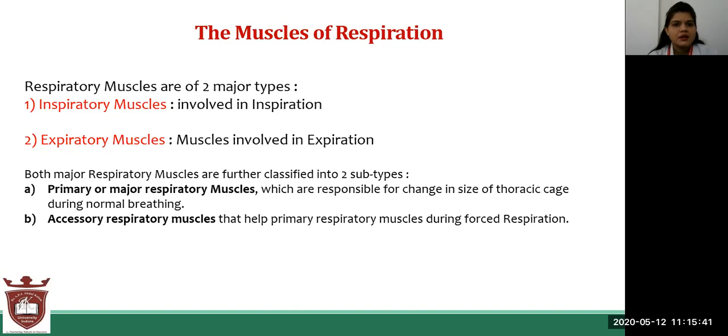Muscles of the respiration. Respiratory muscles are of two major types: inspiratory muscles, which are involved in inspiration, and expiratory muscles, which are involved in expiration. Both are further subdivided into two types: primary or major respiratory muscles, and accessory respiratory muscles. Primary muscles are responsible for the change in the size of the thoracic cage during normal breathing. Accessory respiratory muscles help the primary respiratory muscles during forced breathing.